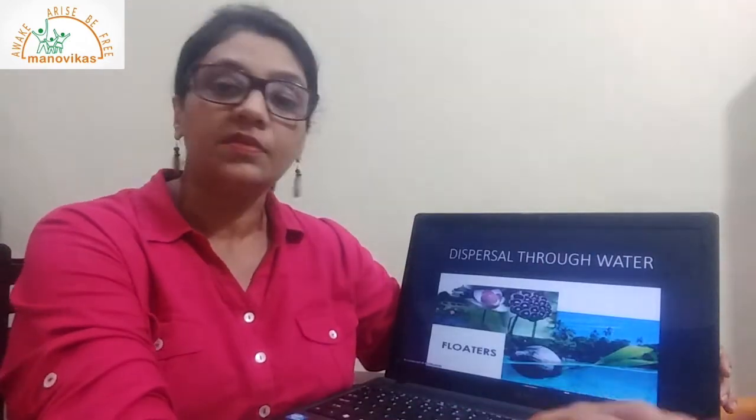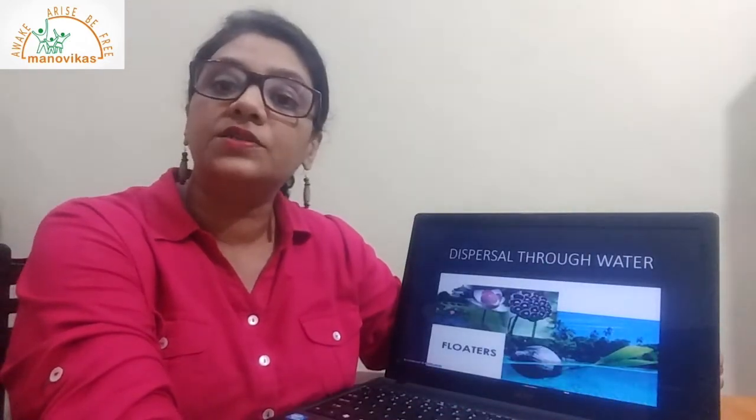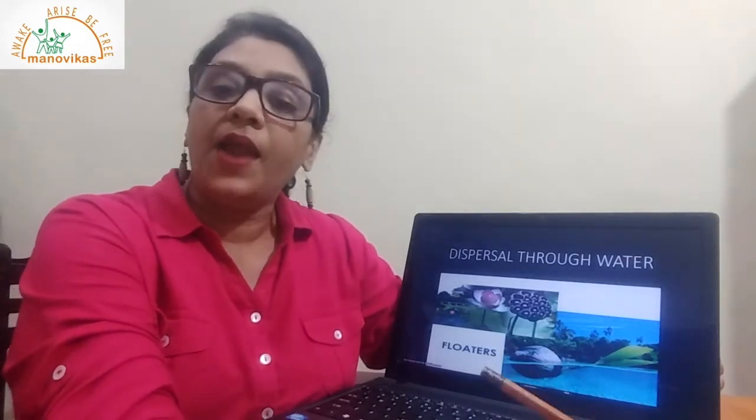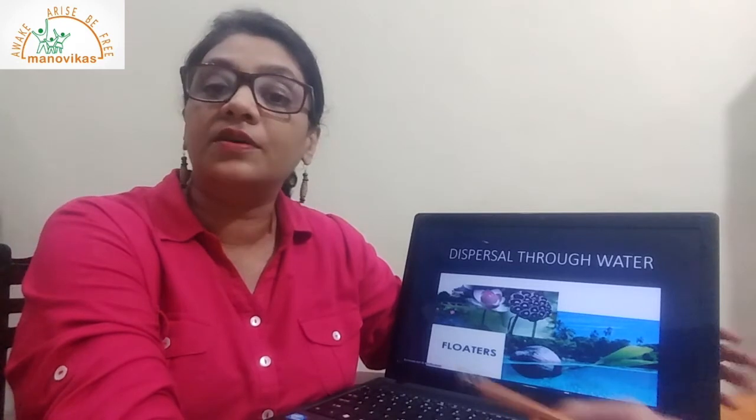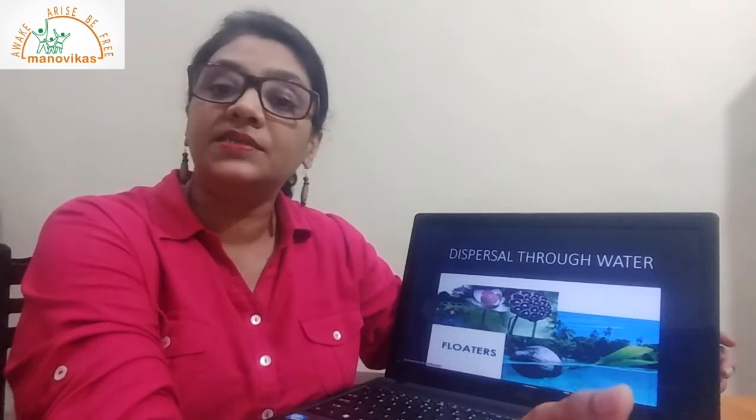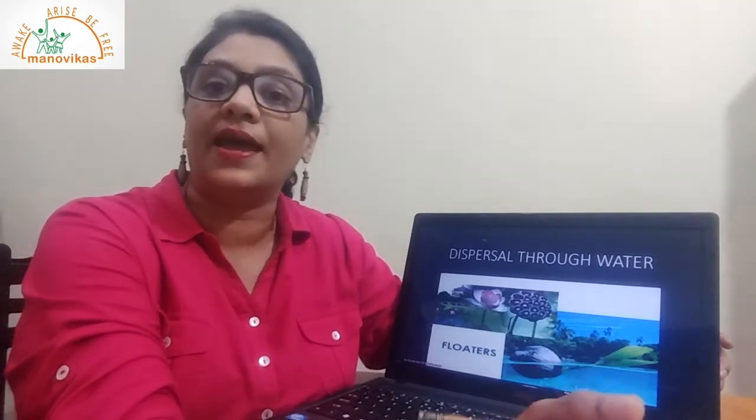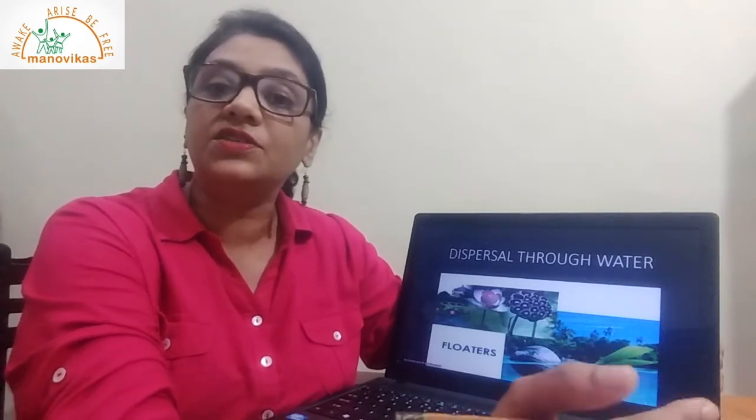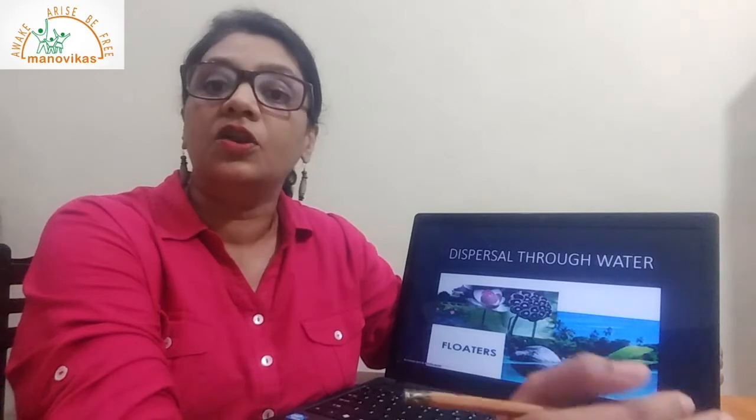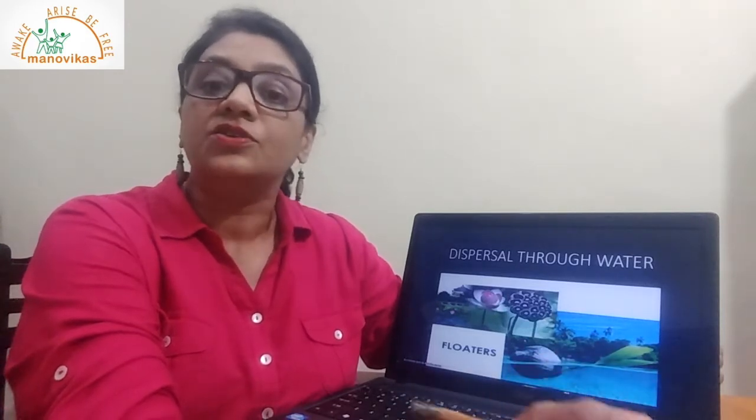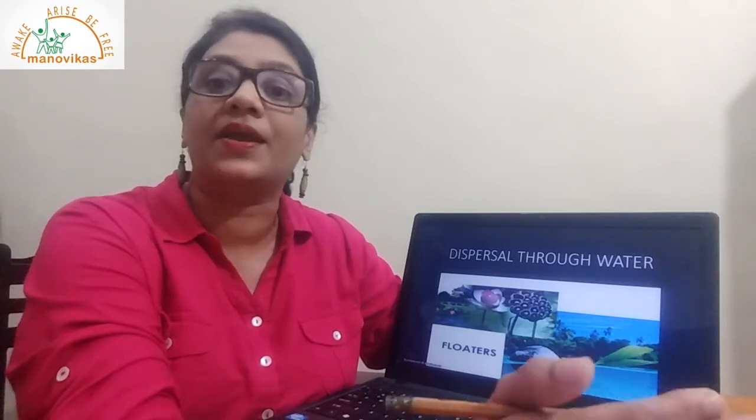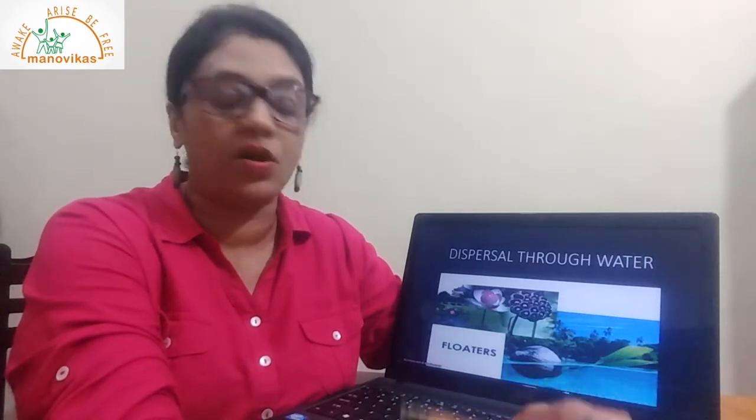Next, scattering or dispersal of seeds by water. Plants that grow along the coast and plants that grow in water, like lotus and coconut trees. Coconut trees grow along the coast. Lotus grows in water. So the seeds of these plants are scattered or carried by water.